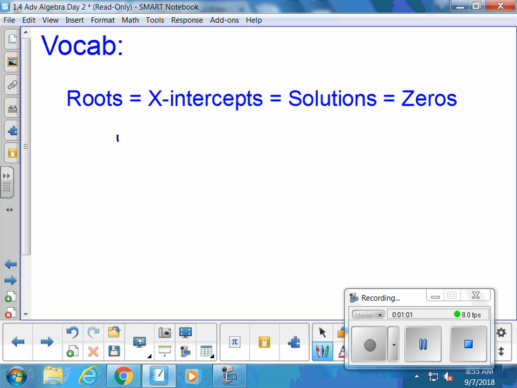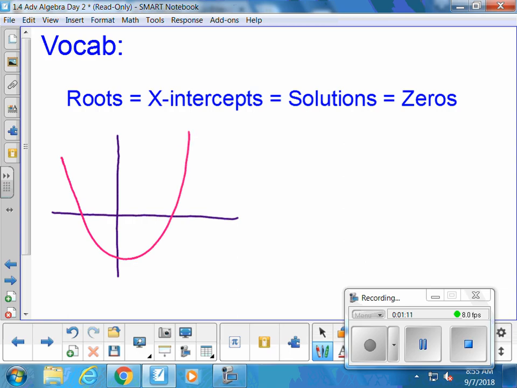Let me just show you visually what a parabola looks like. So here is my parabola. I'll make it pink. You all know where x-intercepts are located, right? Right here and right here. So these two pink dots, you didn't realize it till just now, are the location of the solutions. So this parabola would actually have two solutions because it has two x-intercepts.